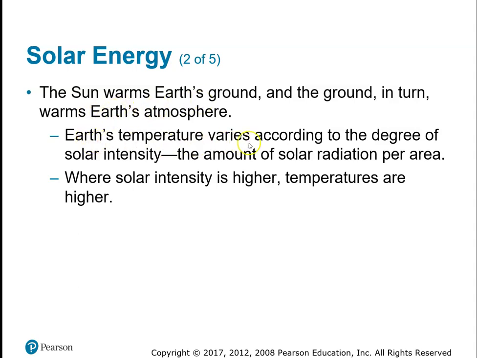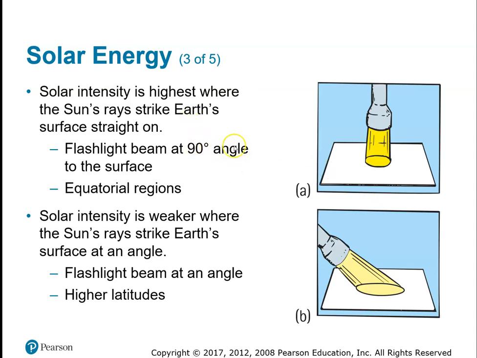So the Earth's temperature varies according to the degree of solar intensity. You'd think there should be a good picture of this for us to understand it. It's really the amount of radiation per area. Where the intensity is higher, the temperature is higher. Here, this is a perfect picture, exactly what I was looking for. You have a flashlight putting out so many watts of power, and if the flashlight is shown straight down, where the beams of light are more or less perpendicular to this piece of paper, then this is the most intense that the light is going to be. So the area is as small as it can possibly be.